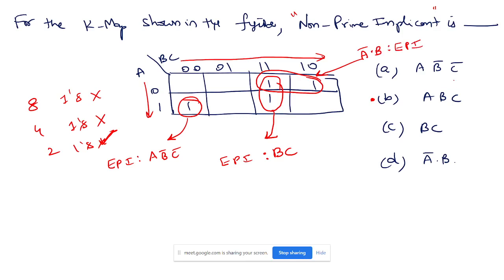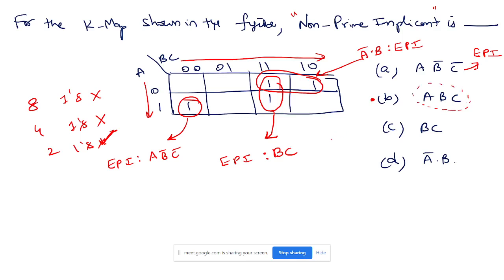See, from the K-map, you will identify EPIs and RPIs by doing large number of grouping of ones, right? You may not essentially find non-primes, right? Now you check the answers first of all. First answer is A, B bar, C bar. What is this according to us? EPI, correct? That cannot be an answer.